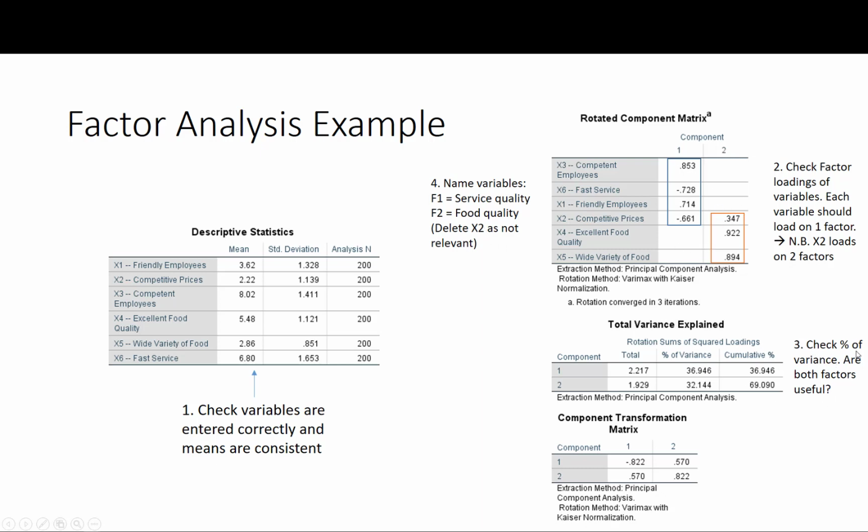Then we need to check the percentage of variance explained. Are both factors actually useful? So this is the column on the end, percentage of variance. If you look at the percentage of variance explained, we have factor 1 explaining nearly 37%, and factor 2 explaining 32%. So they're both relatively equal in terms of the variance they're explaining. So the assumption is that they are both useful in explaining variance of the construct as an overall item.